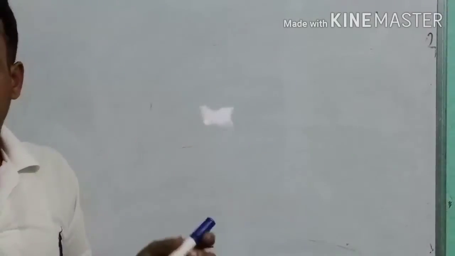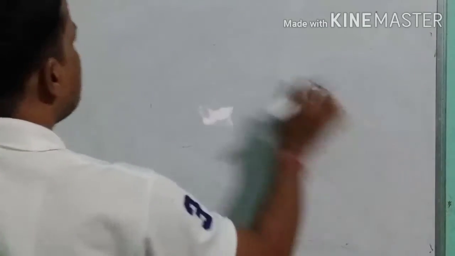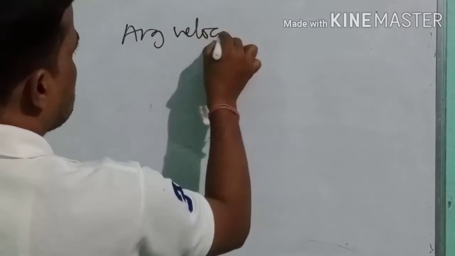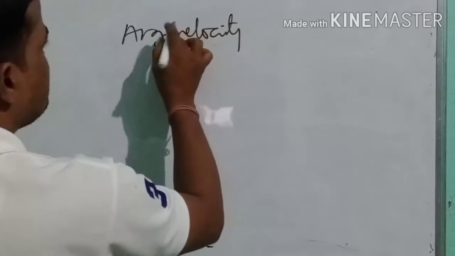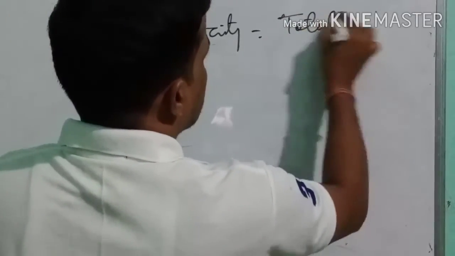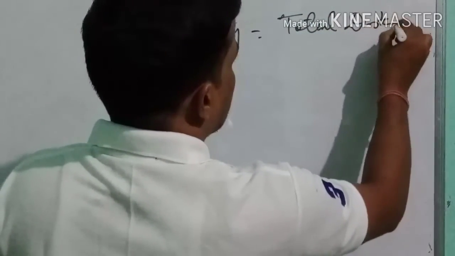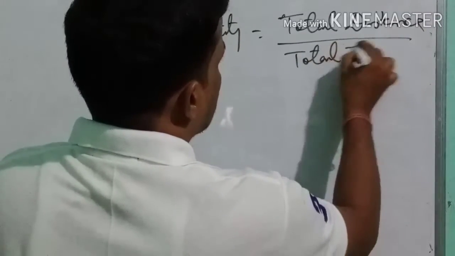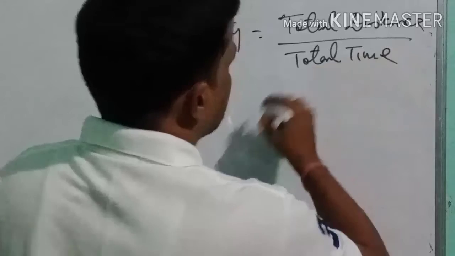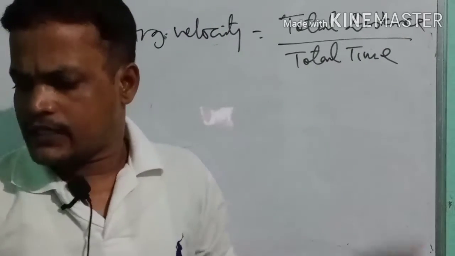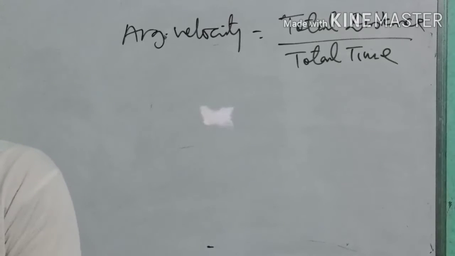Another way we can also calculate the average velocity. Suppose you are given distance and time, so average velocity is also calculated by taking total distance by total time. So this is also called average velocity. These are two formulas you have to keep in mind. Let us see.